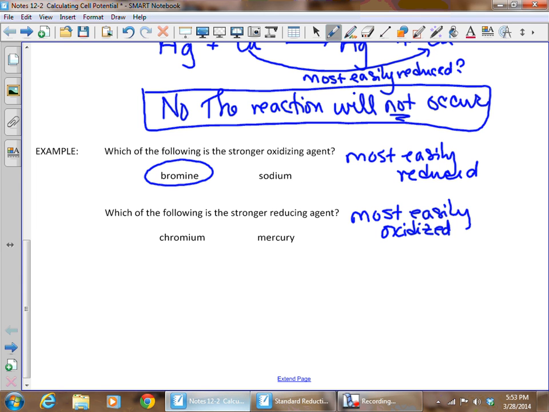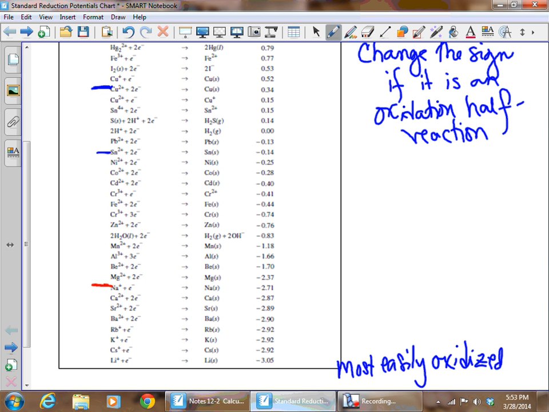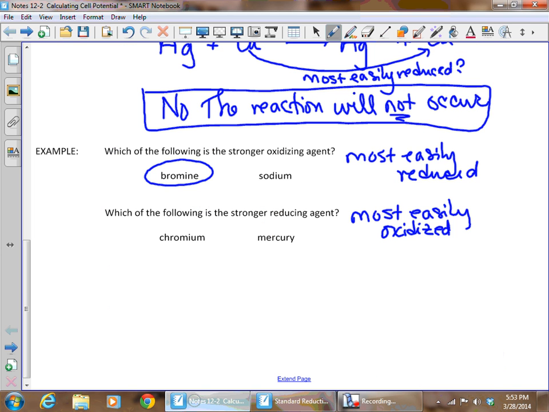So let's go back to this. We're looking for chromium and mercury. Here's chromium right here. There's another chromium here, but this one is the one that's going all the way down to chromium metal. So we're looking for chromium versus mercury, and as we look for mercury, mercury is way up here. If we're looking for the one that's most easily oxidized, we're going to be looking at chromium as that substance. So chromium is the most easily oxidized, and therefore it's the stronger reducing agent.